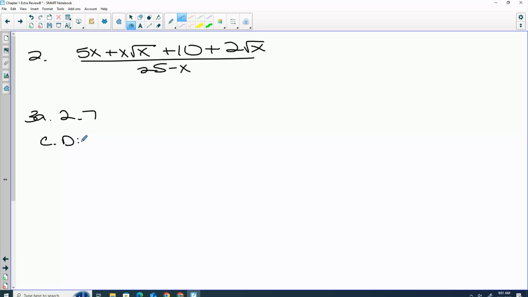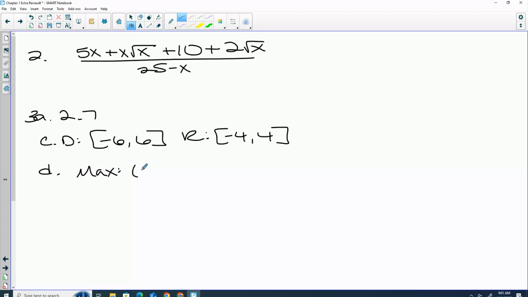C, your domain is from negative 6 to positive 6. Range negative 4 to positive 4. I meant to have like dots on the end of that to clarify it, so sorry about that. If you assumed it kept going, that's my fault. If you thought it kept going, it would have been negative infinity to infinity for both. D, your max, you could write it as an ordered pair if you wanted, 4, 4. Your min, negative 4.